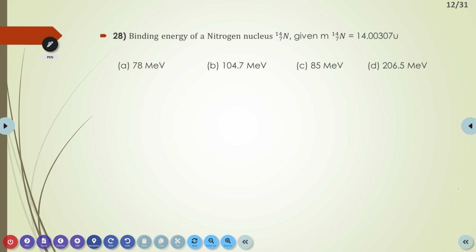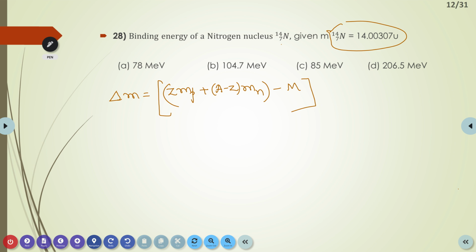The binding energy of the nitrogen nucleus is how much? That we have to calculate. He has given the mass of a nitrogen nucleus. Here, the mass defect delta M, you have to use the formula Z into mass of proton plus (A minus Z) mass of neutron minus actual mass of the nucleus. You have to use it.